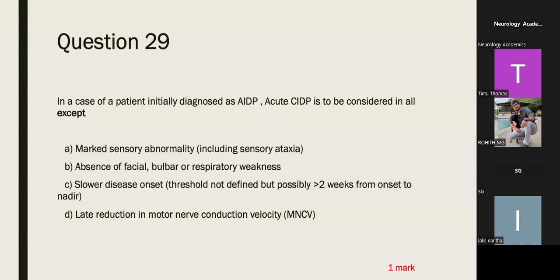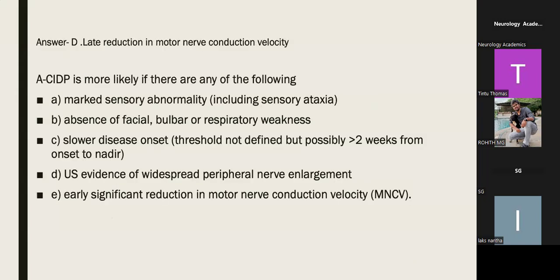In a case of a patient initially diagnosed as AIDP, acute CIDP is to be considered in all except. So it's an all-except question, and the answer is D, late reduction in motor nerve conduction velocity. So acute CIDP is to be considered in a case of GBS when there is marked sensory abnormality, absence of facial, bulbar or respiratory weakness, slower disease onset, where the threshold is not defined but possibly more than 2 weeks from onset to nadir, ultrasound evidence of widespread peripheral nerve enlargement, and early significant reduction in motor nerve conduction velocity.